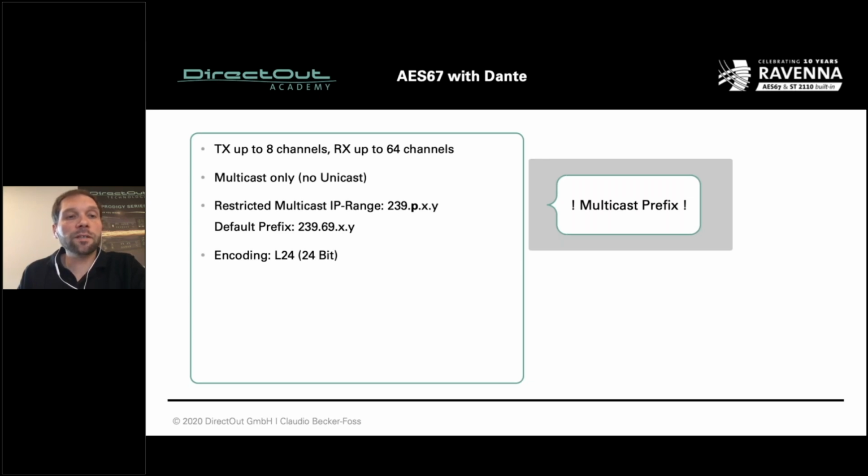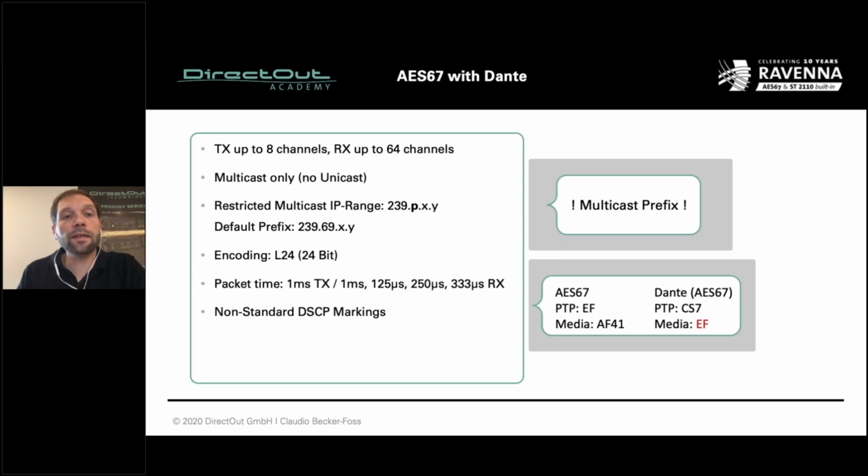It's only 24-bit encoding supported, no 16-bit, but that's maybe not such a big deal. The packet time is for the transmission side just the mandatory part of AES67, 1 millisecond. So you cannot go below that, which means very low latency streams are not possible, at least not in that direction. On the receiving side, Dante also supports down to 125 microseconds as a packet time.